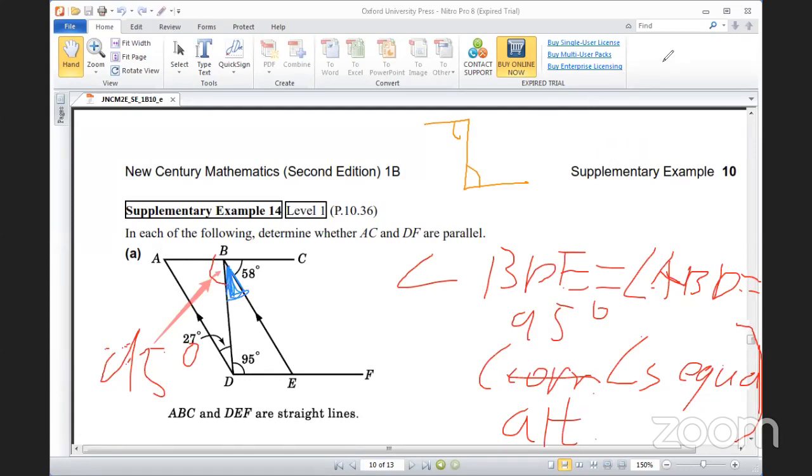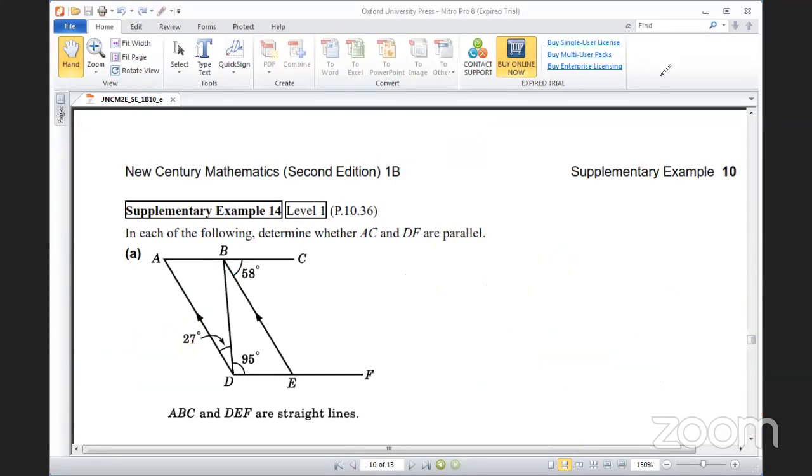Yes. Or you can do the other way. But most people don't like to use that one. I don't know why. After you have found this one, you can find angle CBD plus angle BEF, which is 58 degrees.